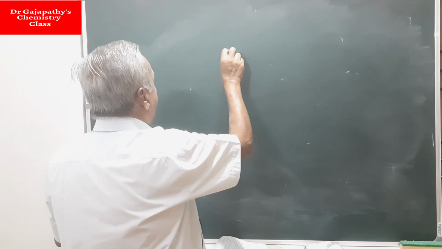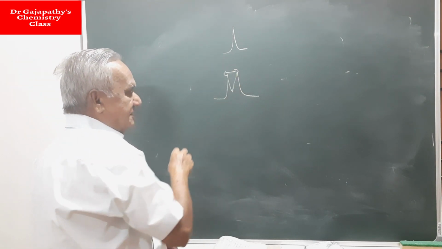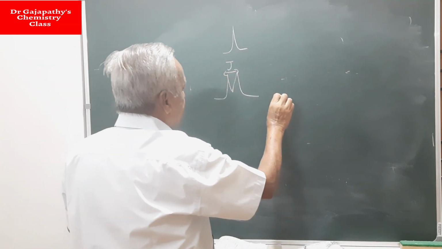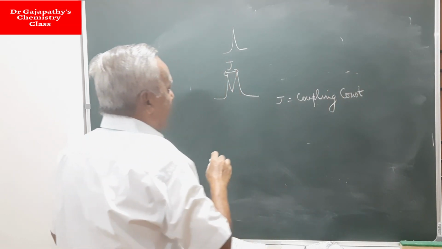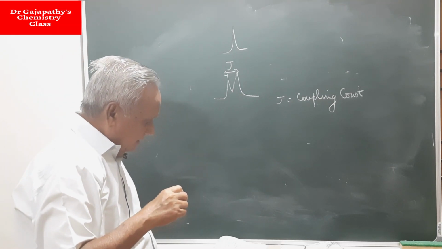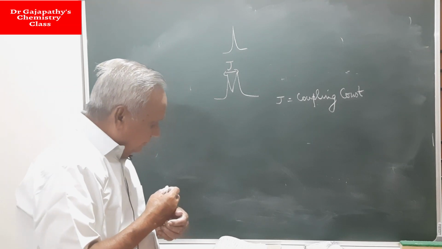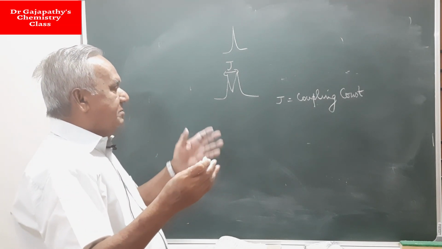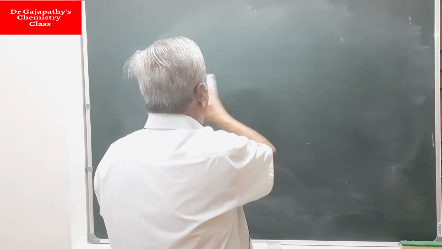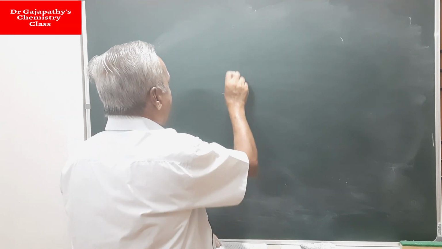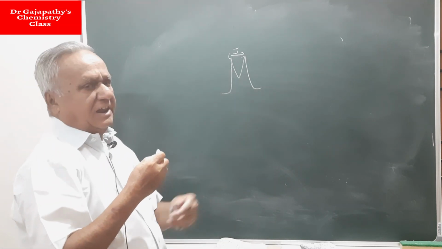Now, when a signal splits into two, the spacing between the adjacent lines is called the coupling constant. It is a measure of the magnitude of the splitting. If the splitting is large, J will be large. How to calculate this coupling constant? It's very simple. This is a splitting pattern. If it is a doublet, the spacing between the adjacent lines is the coupling constant.